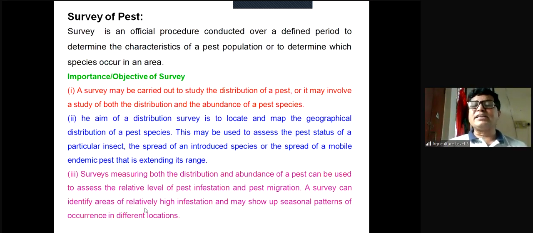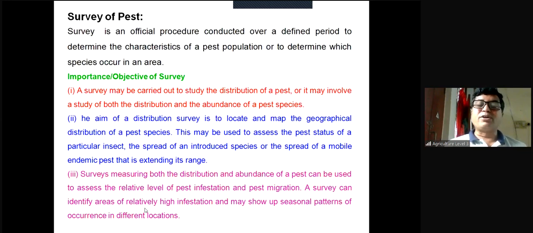After 6 months, if we survey again, these species may not be densely populated. Now the question is why: were these pests migrated, or did they die? Yes, some insects may die, but normally insects migrate from one place to another area. And how can we know this? By survey.